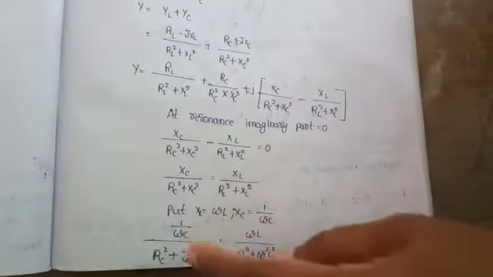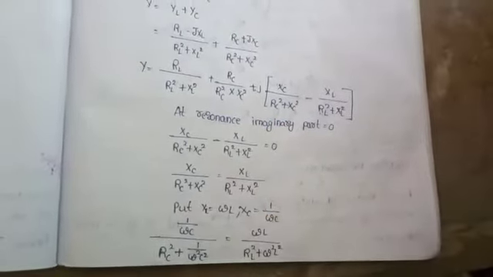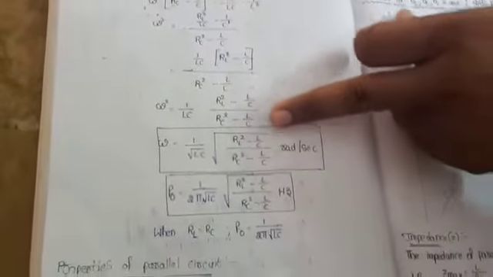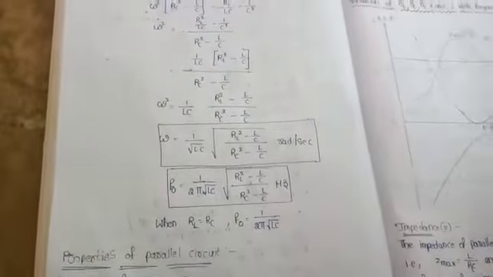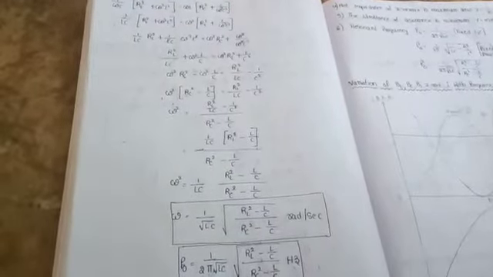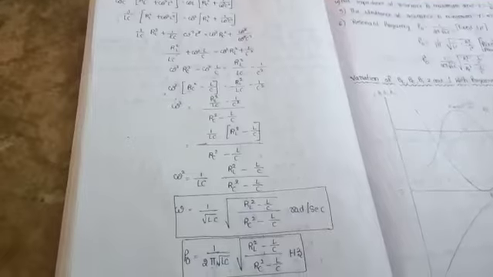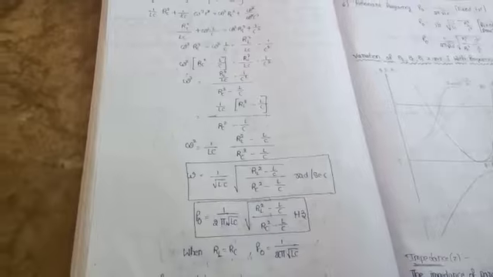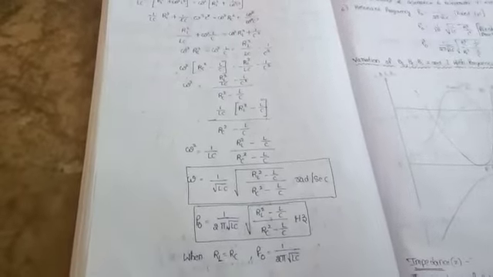Now put XL equal to omega L and XC equal to 1 by omega C, and calculate and rearrange all these terms. Lastly we get omega naught equal to 1 by root LC times the square root of RL square minus L by C by RC square minus L by C radians per second. But we know that omega equals 2 pi f, so f naught equals 1 by 2 pi root LC times the square root of RL square minus L by C by RC square minus L by C hertz.